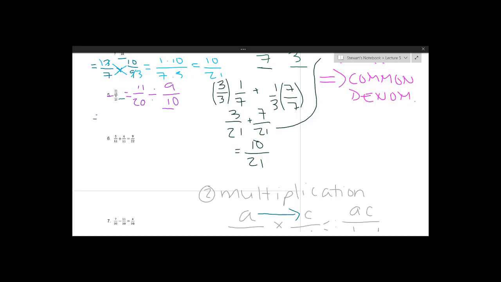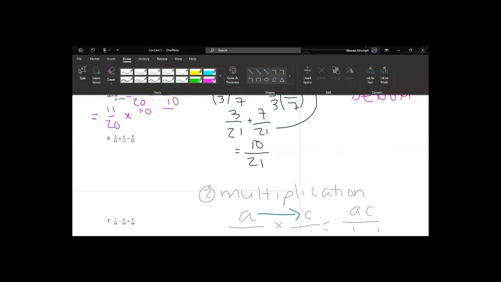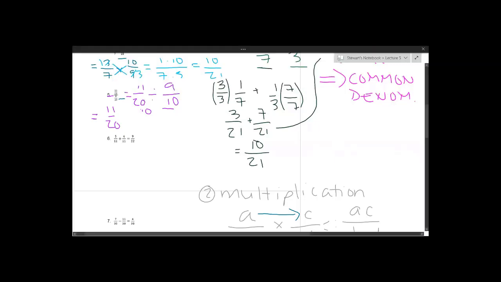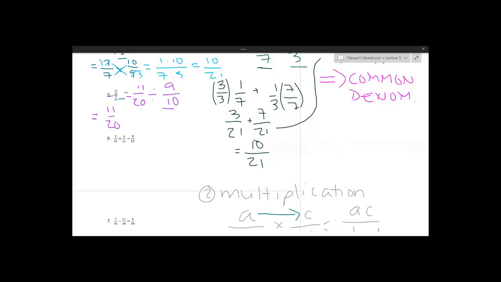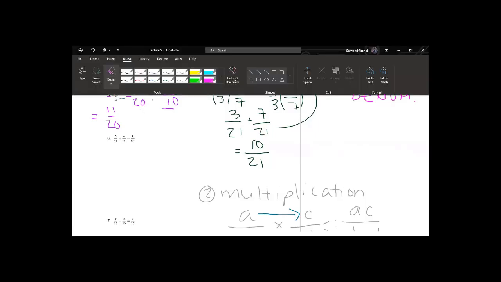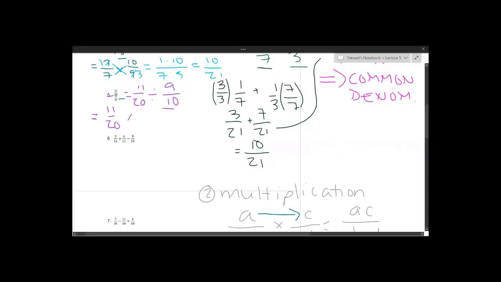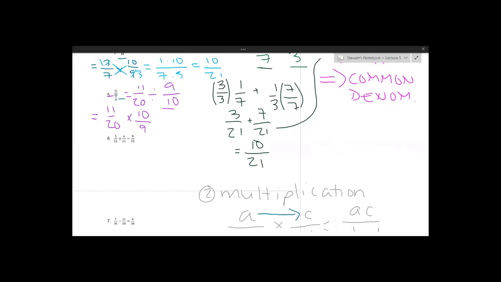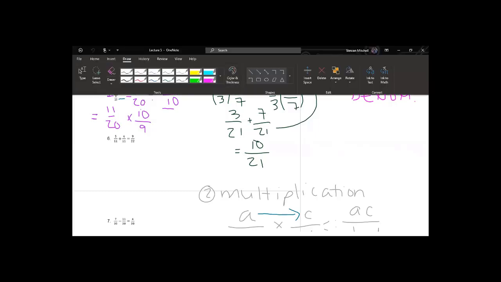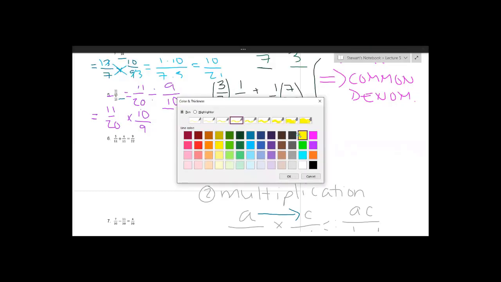and then this would be 11/20ths times 10/9. Oops, sorry, that was not what I wanted to do. I'm going to try writing that again just to make sure it's better. Times 10/9. Once again, we're going to want to see if we can cross cancel anything to make our lives easier moving on.